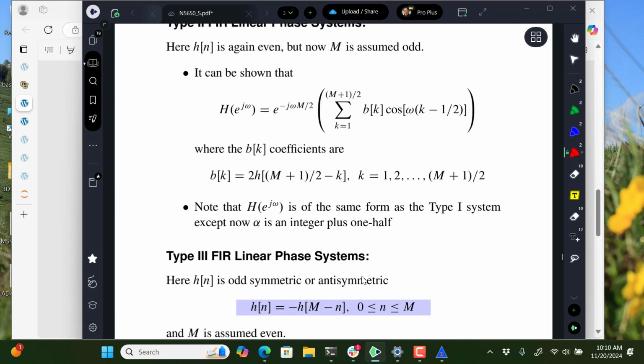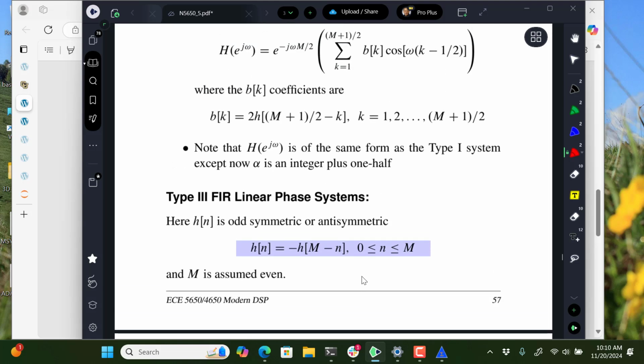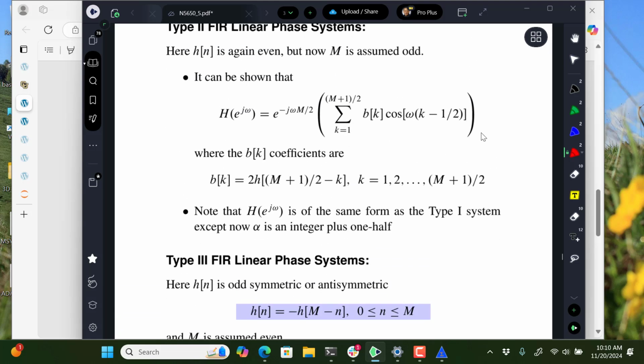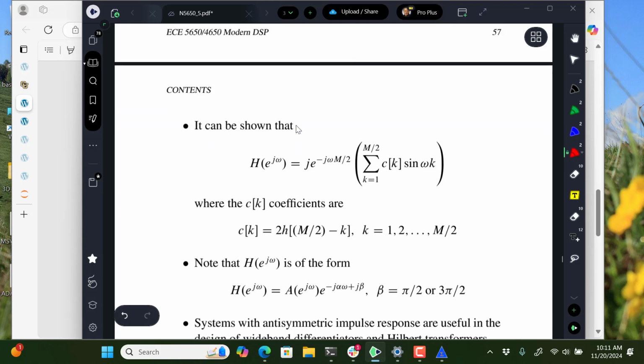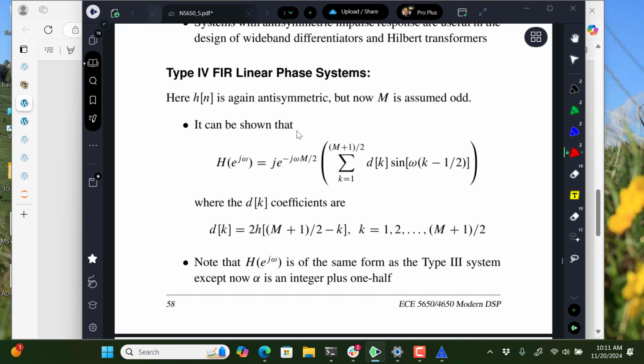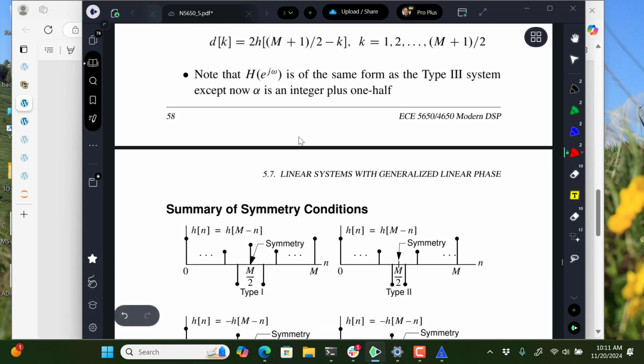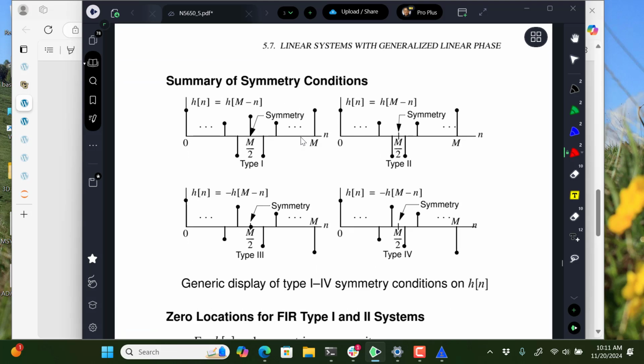Type 2 works out the same way, just a little bit simpler to write it out, but it still has the same idea. Type 3s and 4s are the odd symmetry, so we have the minus sign in here, and it's either M is even or odd. And I know I'm going fast, but all the math details are the details.